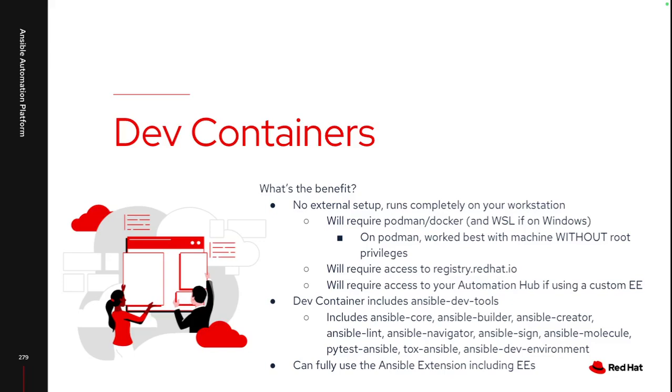The dev container itself has all the development tools. As I've talked about before, all of your Ansible core, builder, creator, navigator, all of those different tools, they all work inside that dev container with that VS Code extension. And speaking of VS Code extensions, the Ansible extension fully works inside that as well. That includes Ansible syntax check, Ansible lint, Ansible Lightspeed. Every aspect of the Ansible extension works fully inside that dev container. So all of your syntax highlighting for your EE works as well.